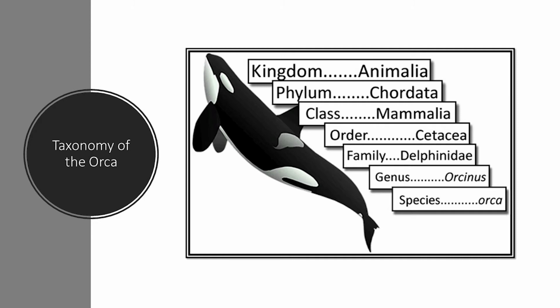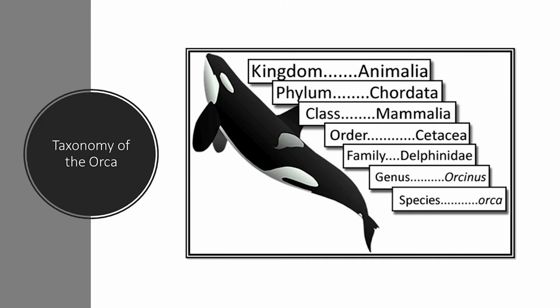Orcas are an animal, so they are part of the kingdom Annelida. Their phylum is a large group of animals that have backbones, called chordates, or the Chordata phylum. Orcas belong to the class of animals that are endotherms, or warm-blooded, and have mammary glands and also give live births. They belong to the class Mammalia, or mammals.